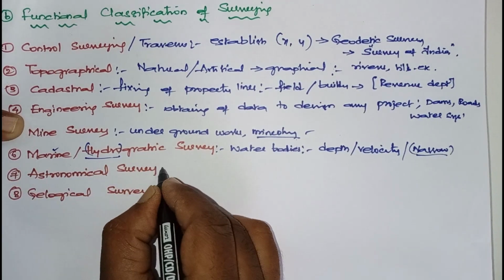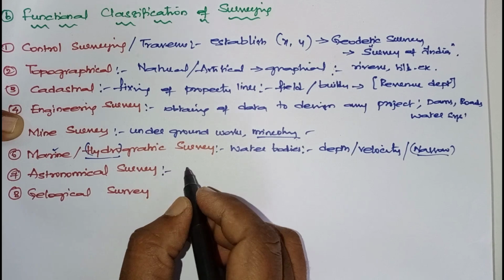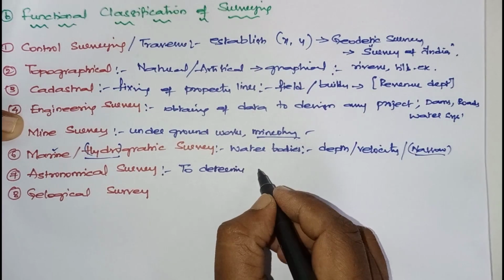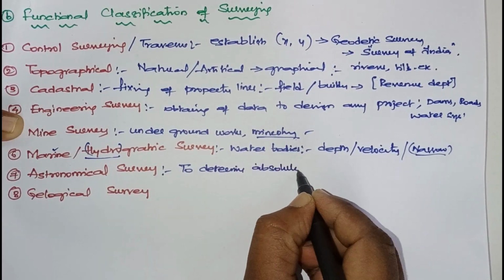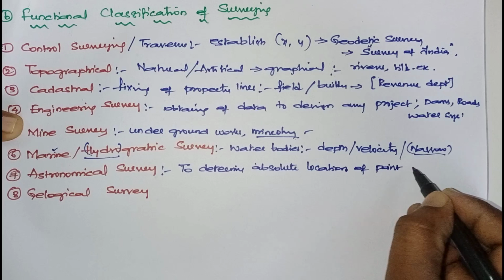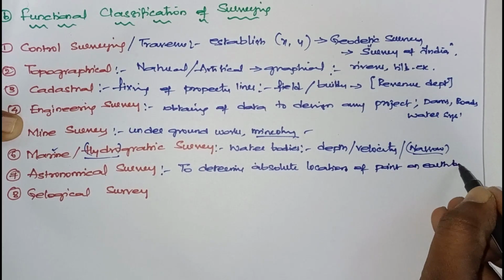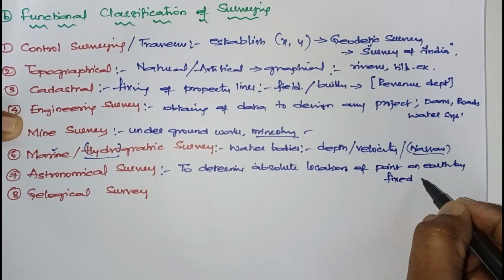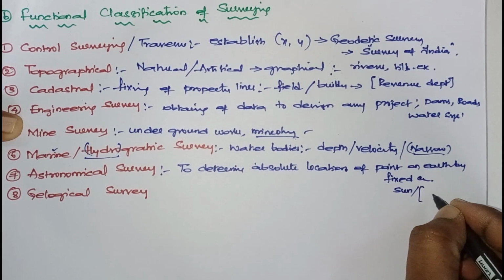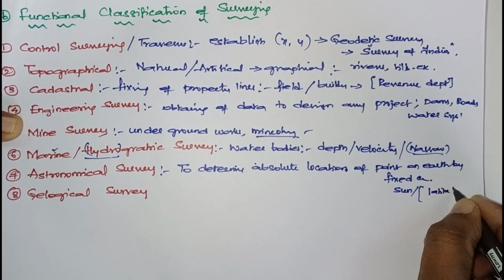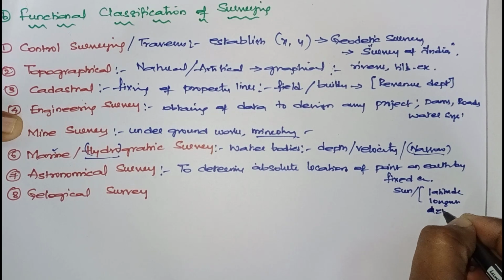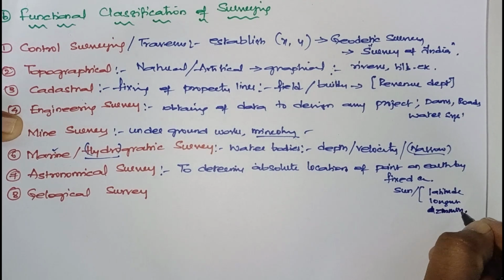Next, astronomical survey, to determine or fix the absolute location of a new point on earth. You have to fix a new point on earth by taking some fixed reference points, like the sun or any star. What are you going to fix? Latitude, longitude, and azimuth, bearing, and so on.